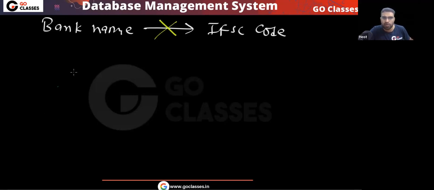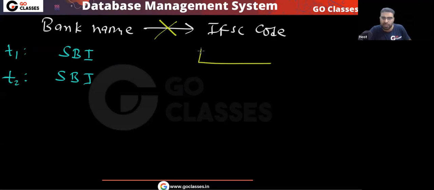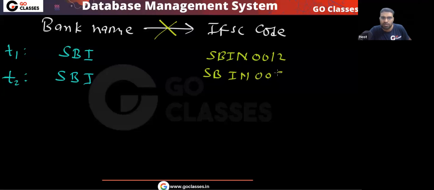Very simple point. You can easily see, for example, if you have SBI bank in these two tuples, this is your tuple T1, this is your tuple T2, in both you have SBI bank. It does not mean that the IFSC code will be the same. Here you can have some other IFSC code. Maybe here you have SBIN0012, or maybe here you have SBIN0034. So is this clear? If you know the name of the bank, you cannot determine the value of the IFSC code.